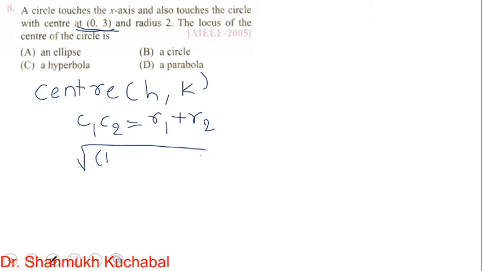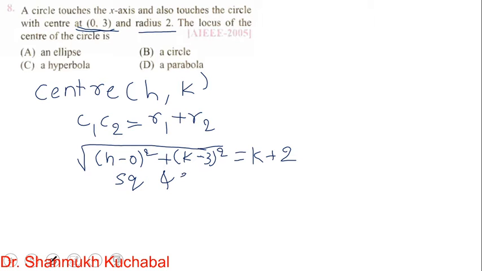So we get (h minus 0) whole square plus (k minus 3) whole square, and this is equal to the sum of the radii. One radius is 2. The other radius we don't know, so we take it as k. So we get this as k plus 2. We will square this and simplify.